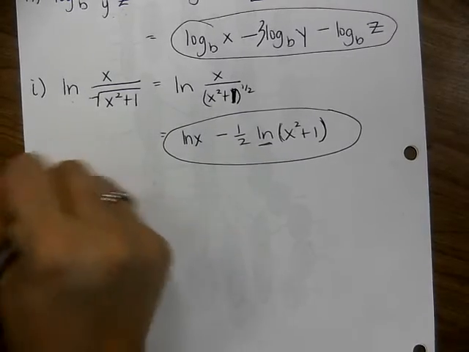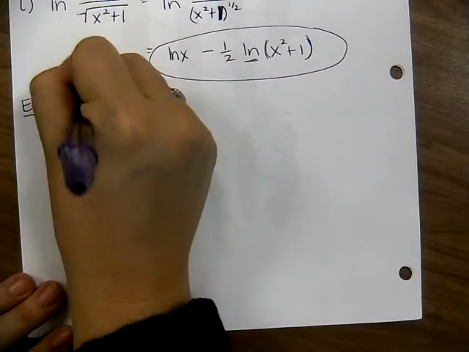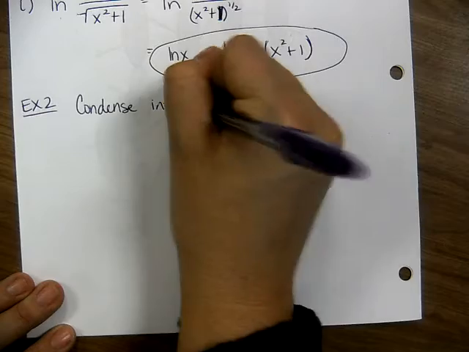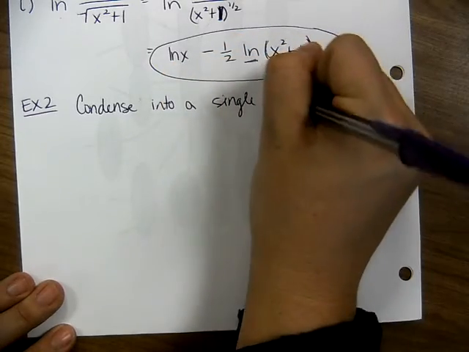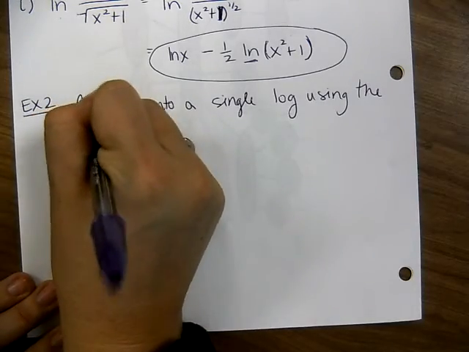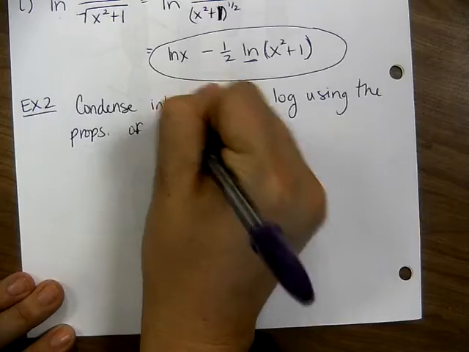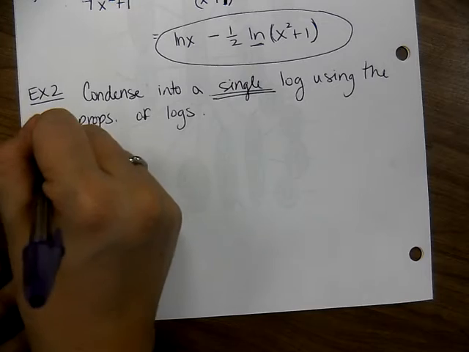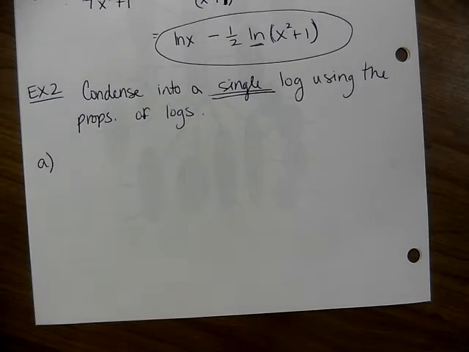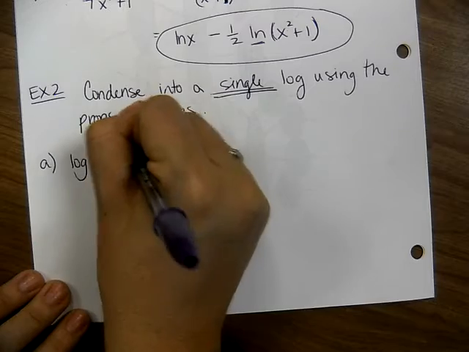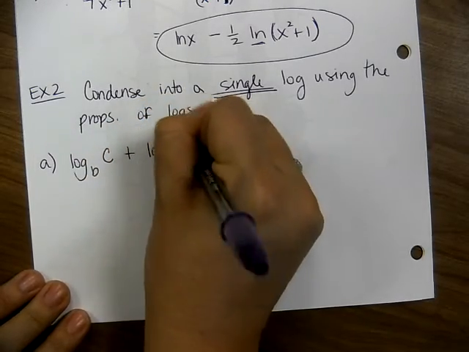Okay, now we're going to go the other way. So this is example 2, and we're going to condense into a single log using the properties of logs. Now we're going to have multiple logs to start out with, and we have to get it down to one single log, or natural log. So let's say we have log base b of c plus log base b of d.